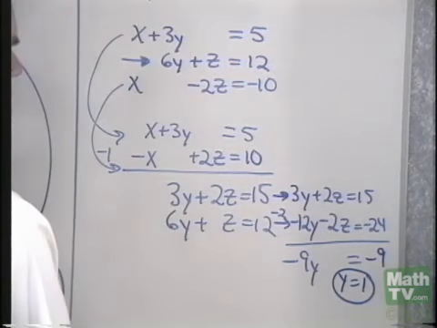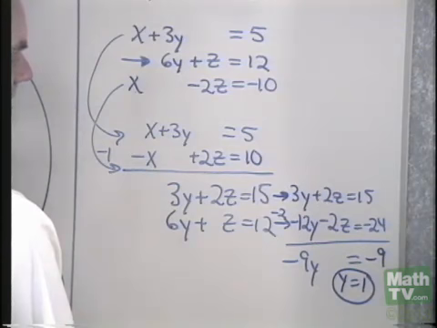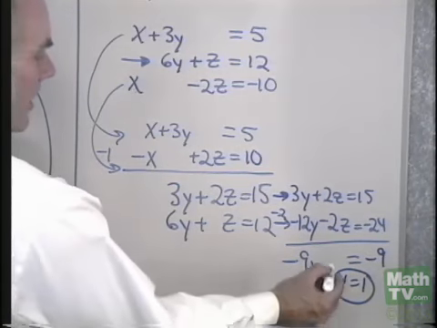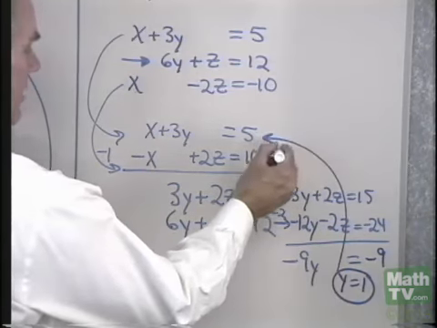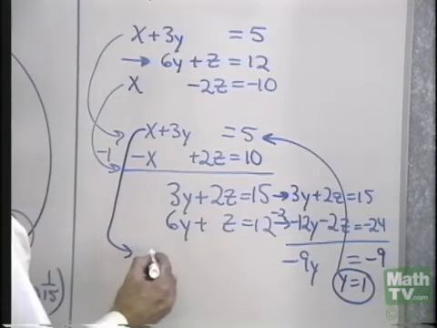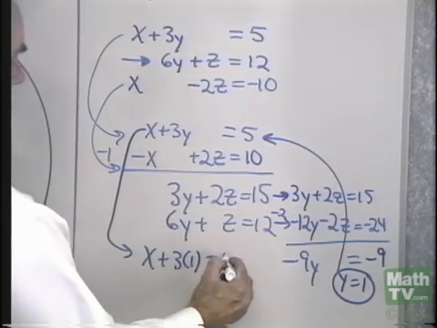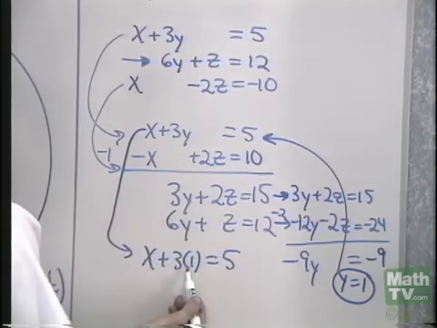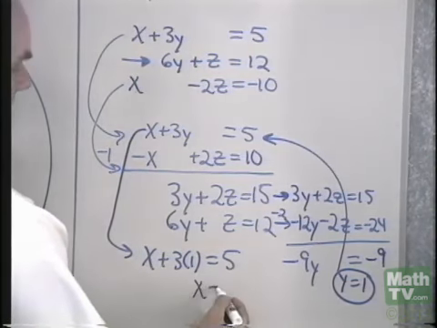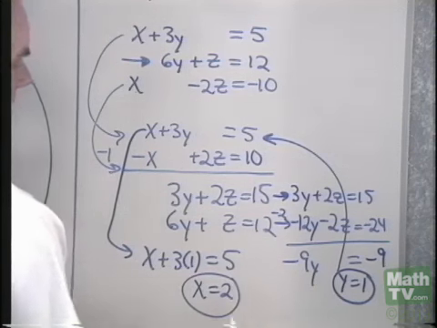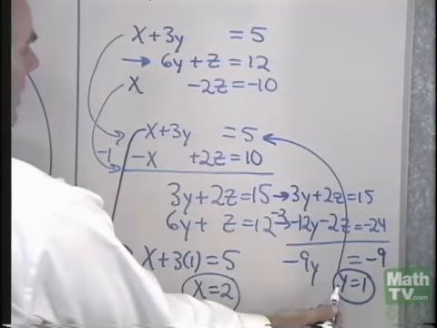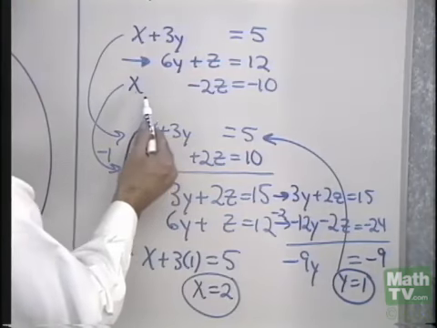I'll take that and substitute it back into an equation that just has y and another variable. How about if I substitute this back into this equation? Then I get x plus 3y equals 5. So x plus 3 is equal to 5. That means x is equal to 2. So I'll take either x equal 2 or y equal 1 and substitute it back into another equation.